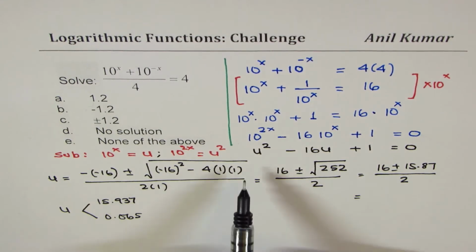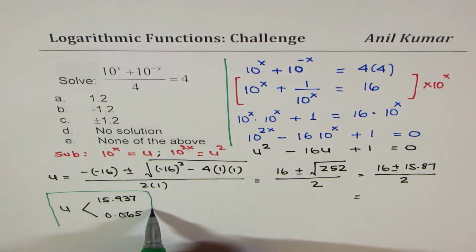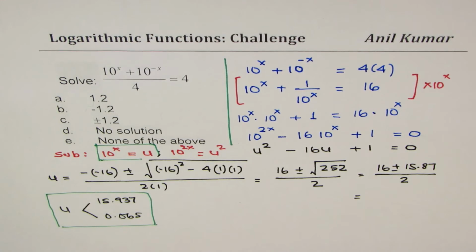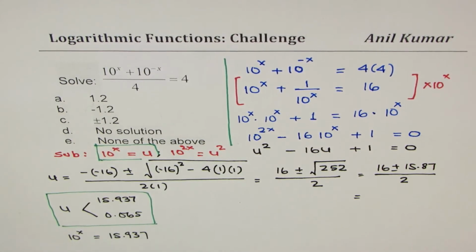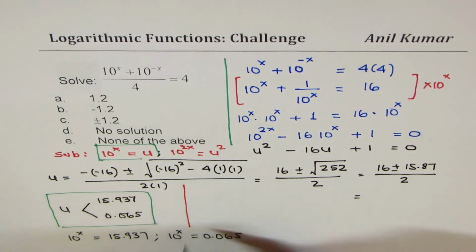Okay? So these are the two possible values for u which we have got from solving this quadratic equation. Now let us substitute back u as 10 to the power of x. So that means we have to solve the equation 10 to the power of x is equal to 15.937, or 10 to the power of x is equal to 0.065. Now how will you solve this? You could solve this using logarithms, so let's see how to solve this.